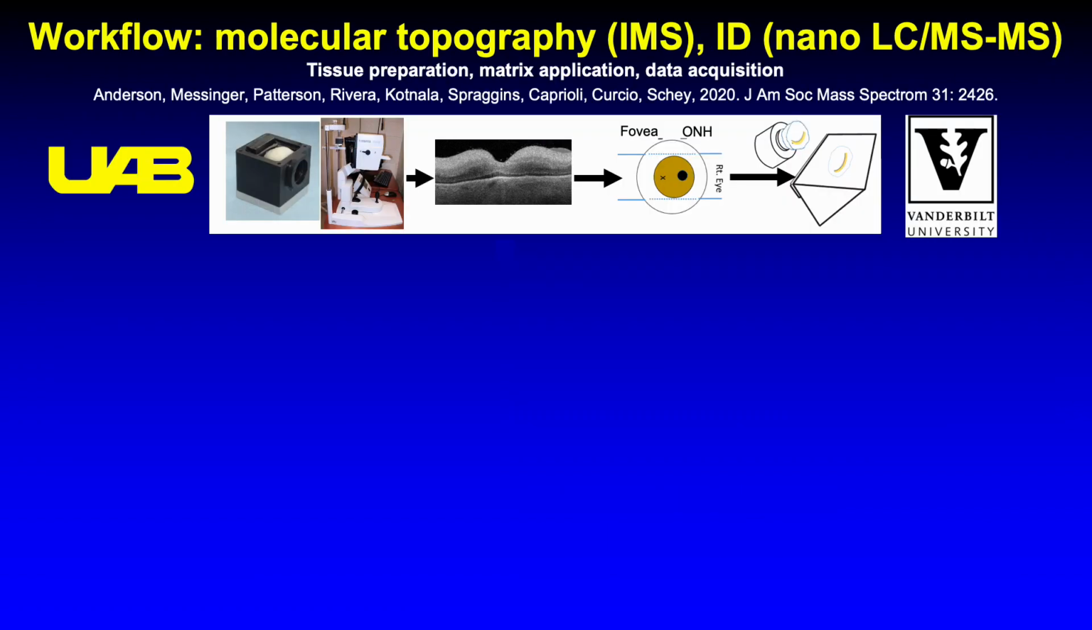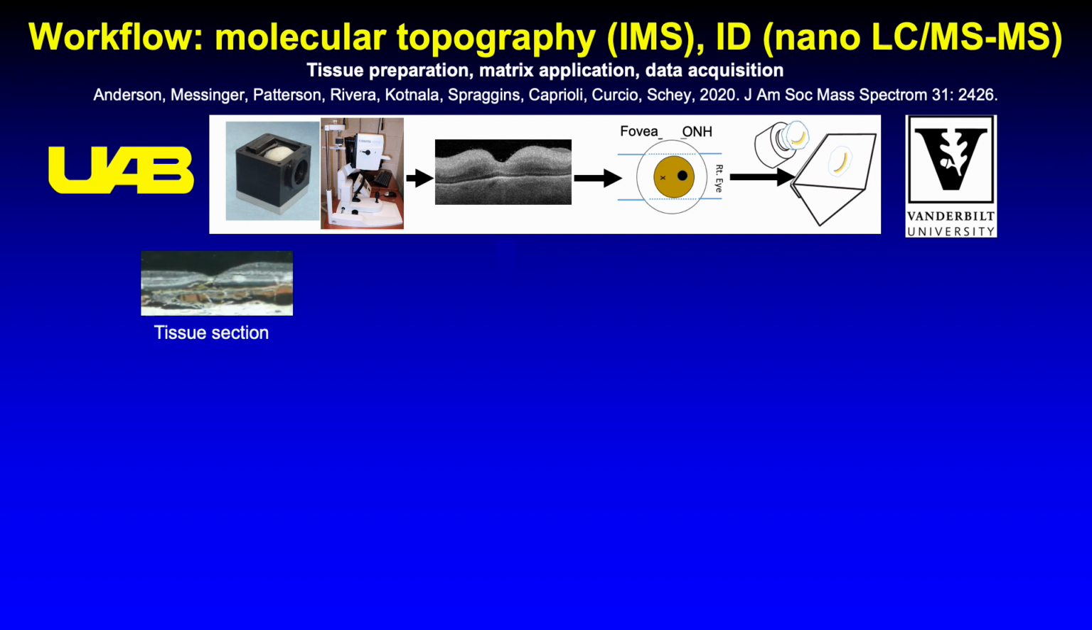Let me introduce imaging mass spectrometry, a powerful label-free method that produces images based on molecular weight of tissue components without antibodies or other stains. It's perfect for layers of retina seen here by ex vivo OCT.